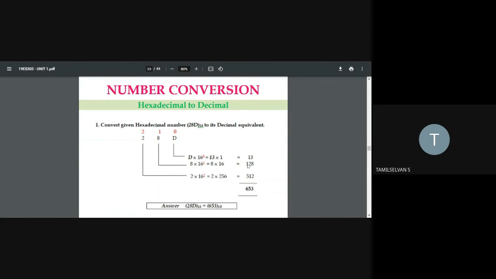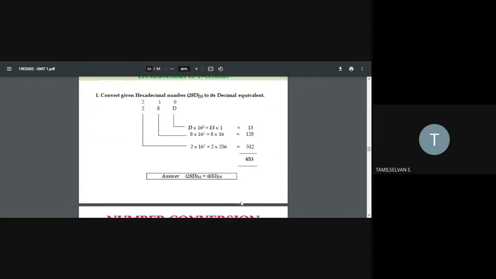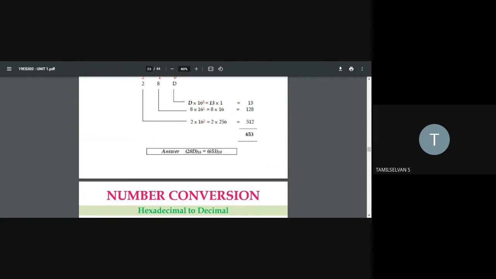So 13 into 1 is equal to 13, 8 into 16 power 1, and 2 into 16 power 2. So 653 is the equivalent decimal value for this hexadecimal number 28D to the base 16. Next I can move to example number 2 with floating point values, by the same conversion, that is hexadecimal to decimal conversion.